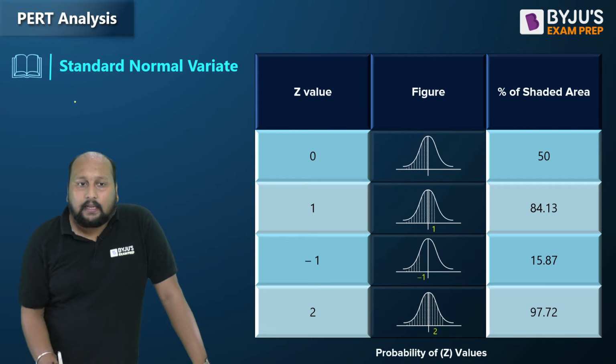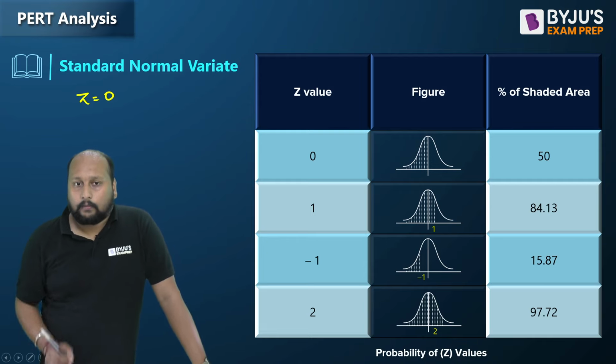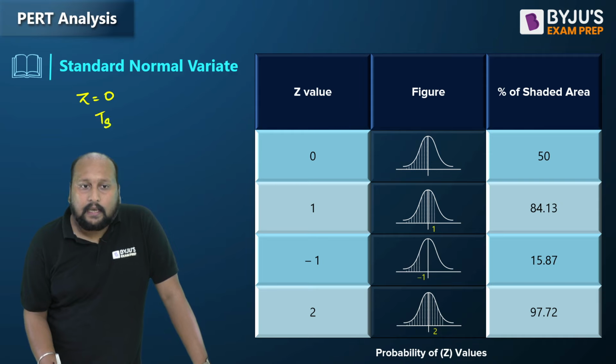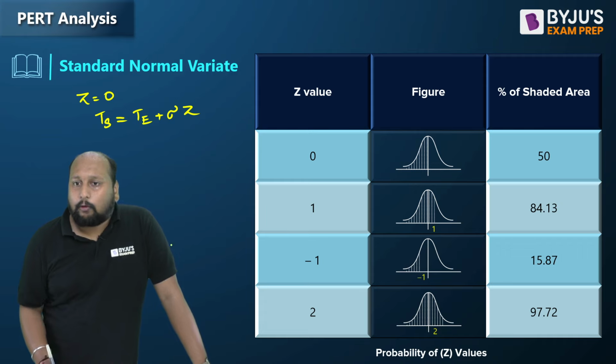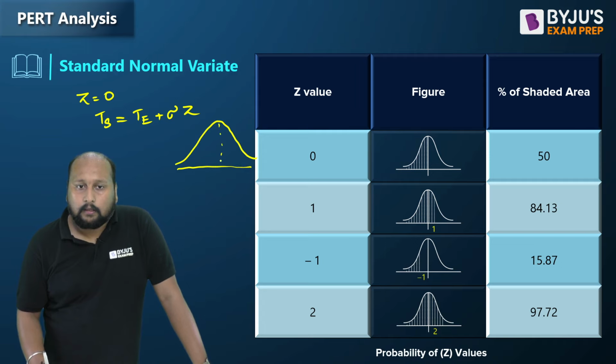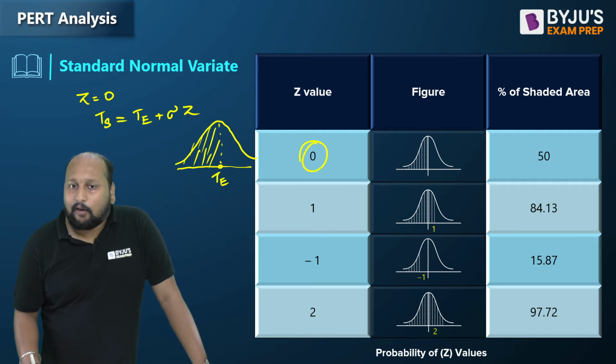If I say Z equal to 0, and we have seen that the relation is TS is equal to TE plus sigma into Z. If I put Z equal to 0, then TS and TE will be exactly the same. If I try to plot this on a curve, let's say this is your curve. This is the normal variate. This is your capital TE. If Z equals 0, then your TS will be located at the same location. Then the shaded area will be simply 50%. So if Z is coming out to be 0, then the probability for Z equal to 0 is 50%.